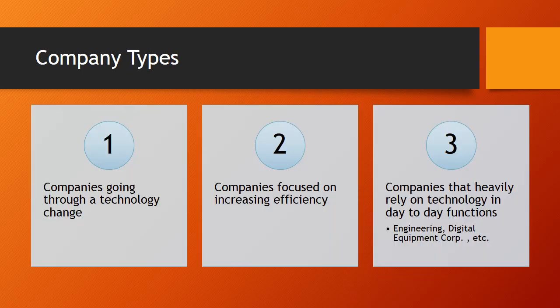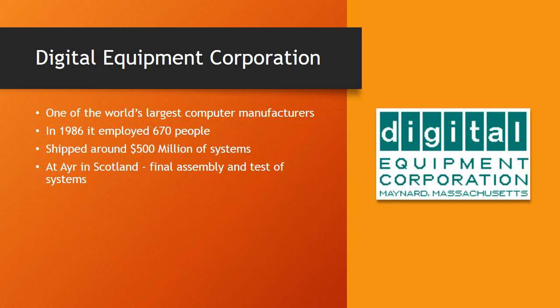There are many company types that can benefit from the implementation of a socio-technical system, but to highlight a few: companies that are going through technological change and need to implement some sort of new technology, companies that are focused on increasing efficiency and are looking for new ways to do that, and companies that rely heavily on technology in day-to-day functions, like an engineering group or the Digital Equipment Corp, which we'll talk about in a minute.